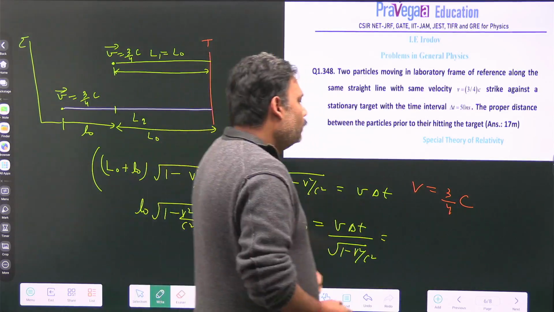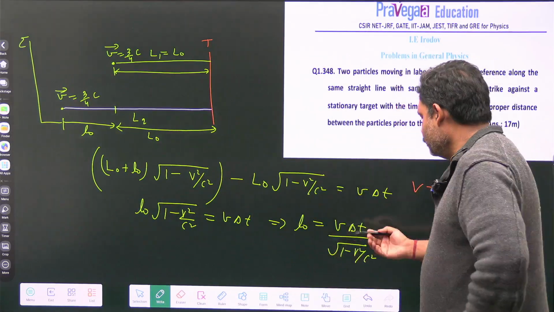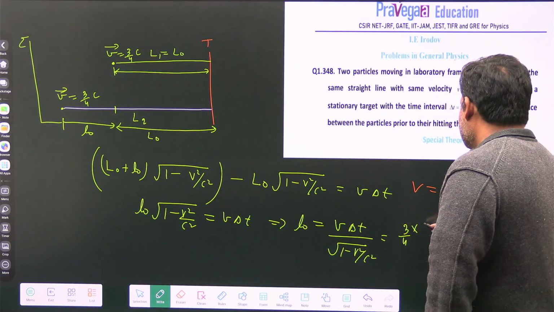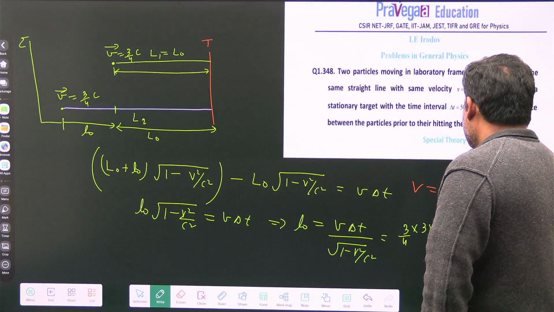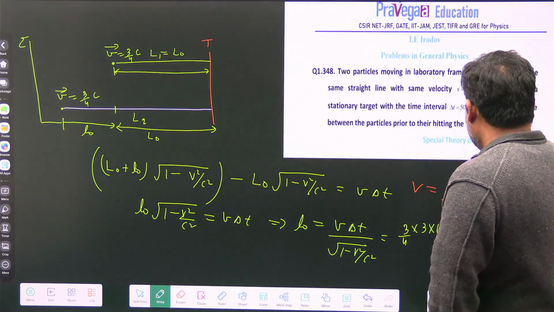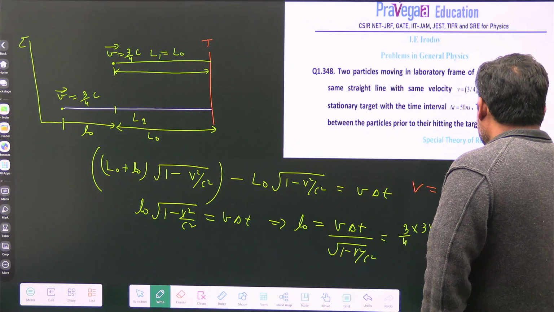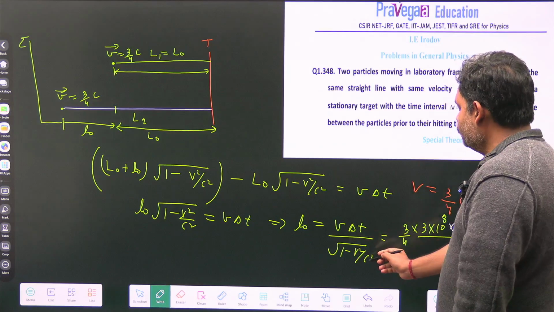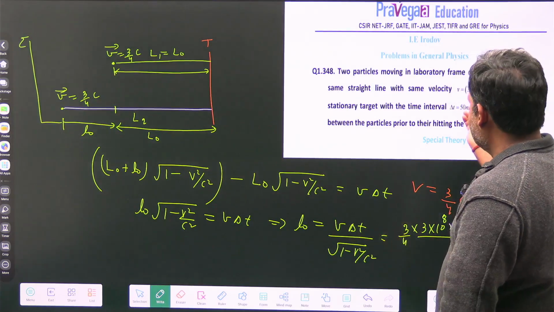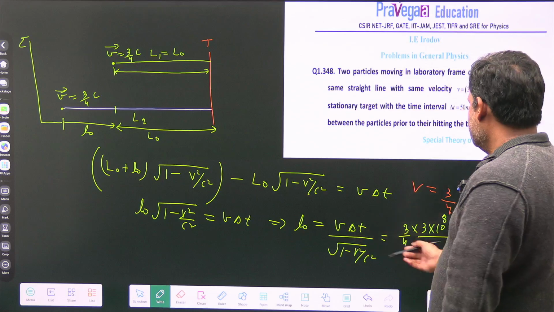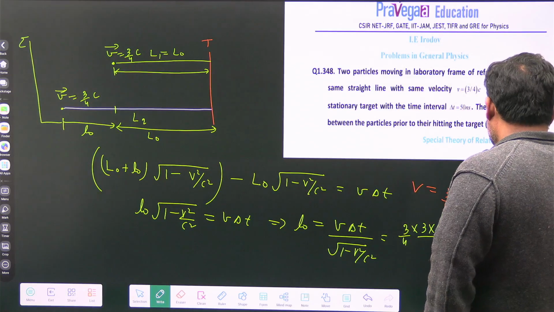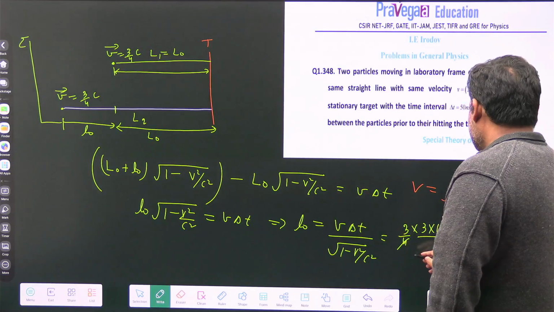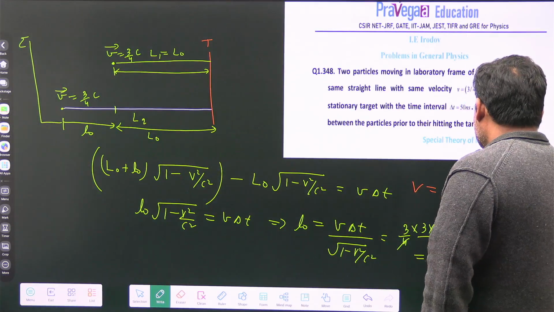Now we can put in all these values. The value of v is 3 by 4 into c, where c is 3 into 10 to the power 8. Delta t is given as 50 nanoseconds, that is 50 into 10 to the power minus 9. And obviously we have root of 1 minus v square by c square. When we put in the values, that is 9 upon 16, so the denominator becomes root 7 upon 4. If we calculate all these things, this value is exactly 17 meters.